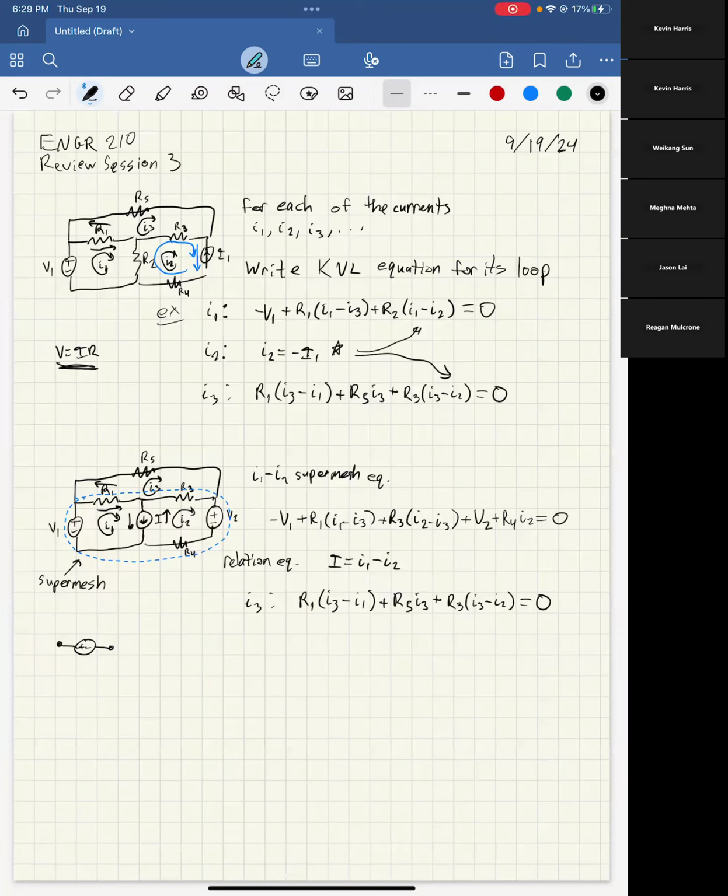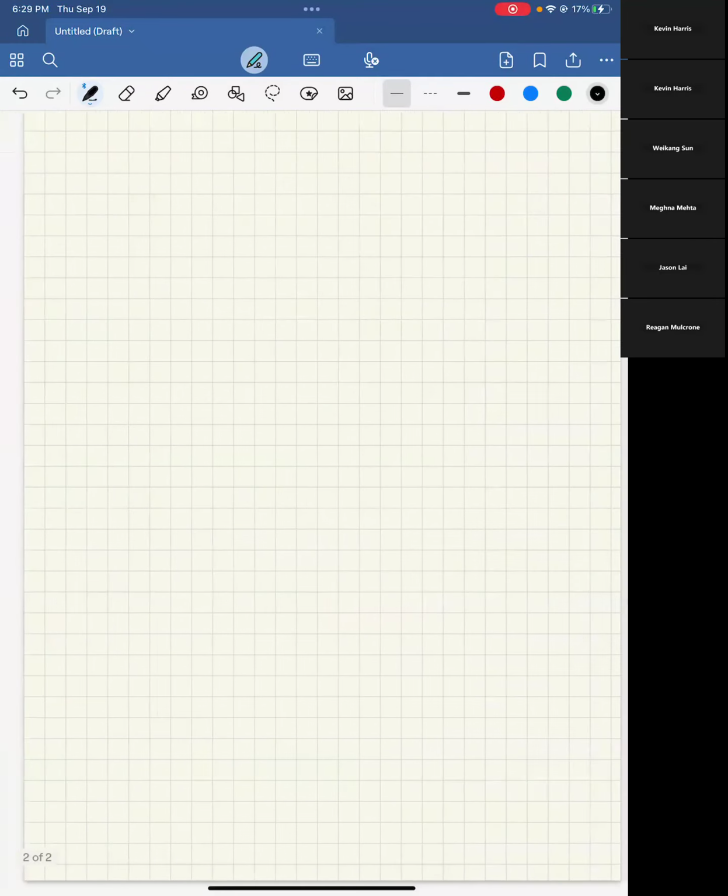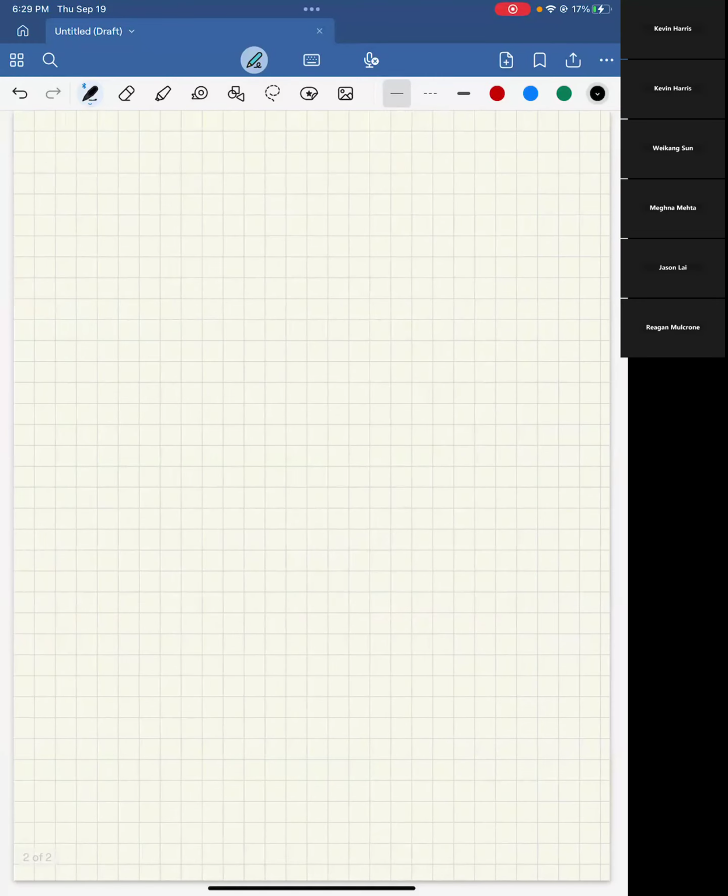Okay, now I'll talk about superposition. I'll do a very basic drawing here, and then I'll do a question about it later. So basically what superposition says, if you have a circuit like this, I'll do another one as well. And then we want to find out the voltage across this resistor.